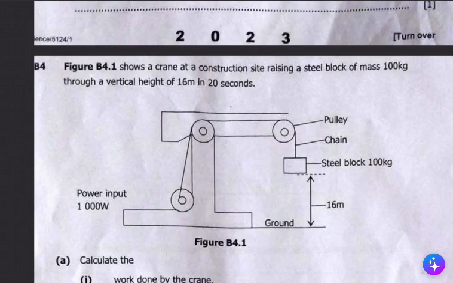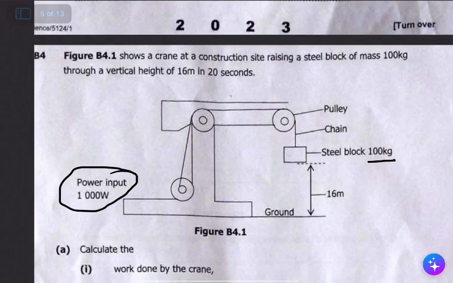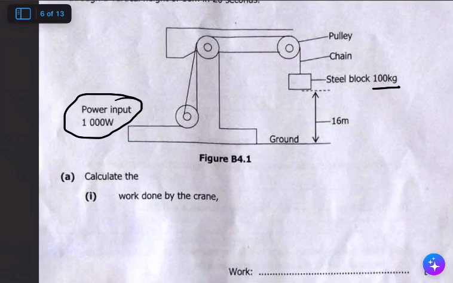So if we see from here, the input power of this simple machine was given to be 1000 watts, okay? And then the block is weighing 100 kgs. Yes, and then the vertical height, we are given 16. And then the time taken, we are given 20 seconds.